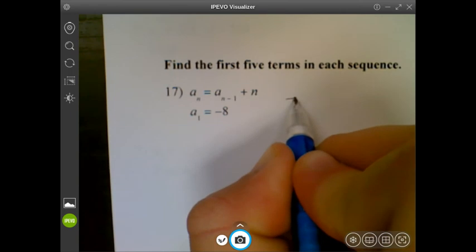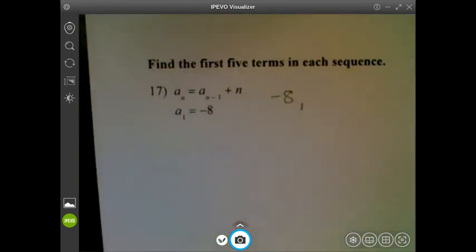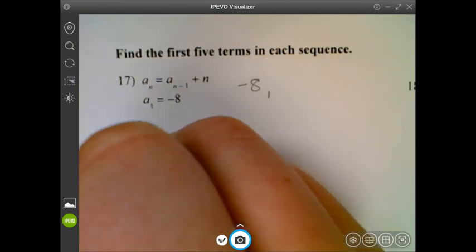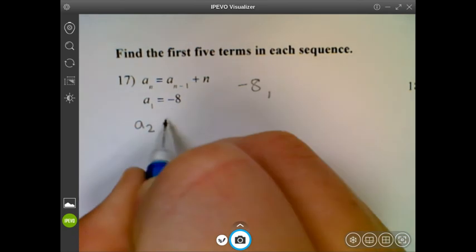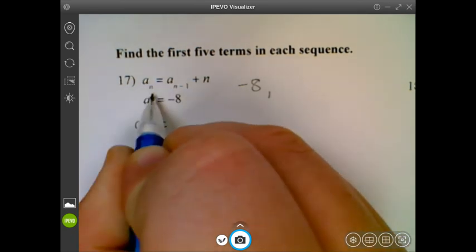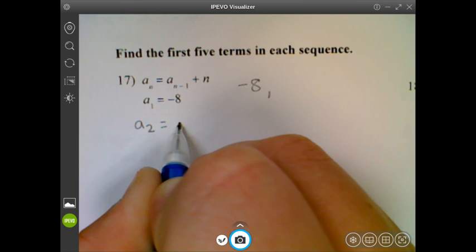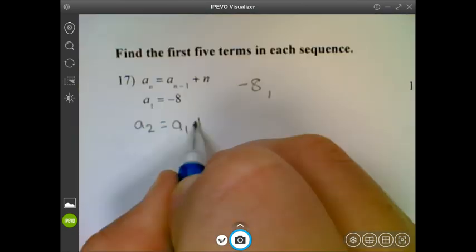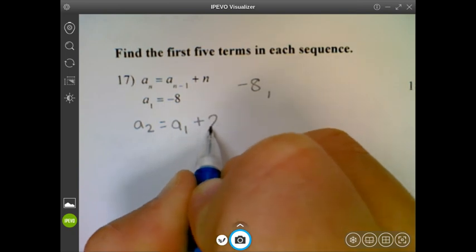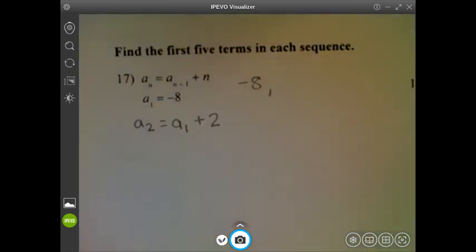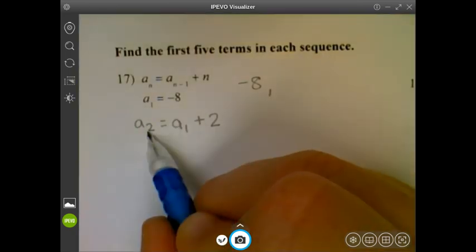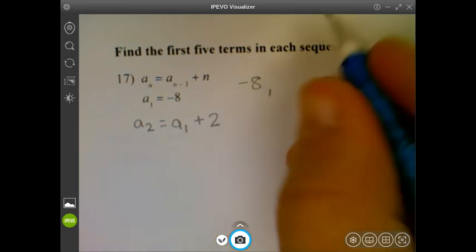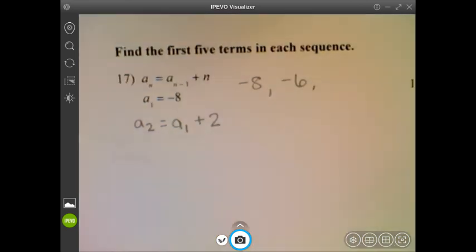So the nice thing, we got the first term. It's negative 8. For your second term, you're going to use your equation up here. You'll do a sub 2, the second term, is a sub n minus 1. Well, 2 minus 1 is 1, so your first term. And then you're going to add the n. Well, we're talking about the second term, so we're adding 2. So to find your second term, take your first term and add 2. So that would make it negative 6.